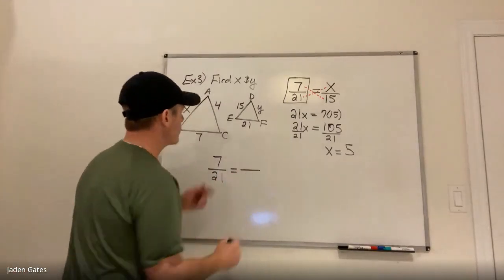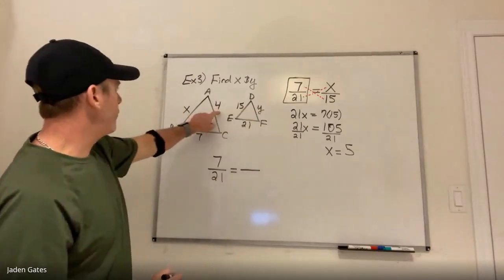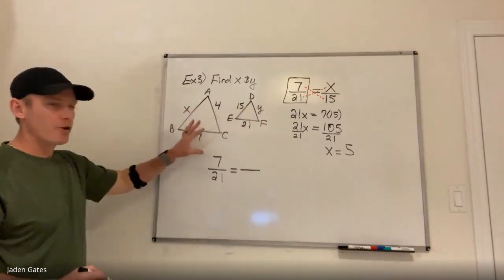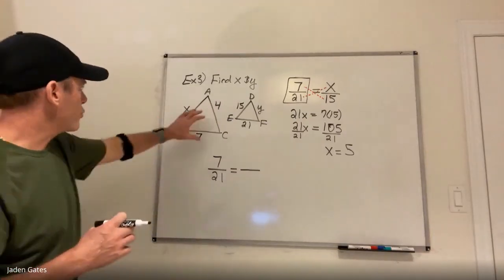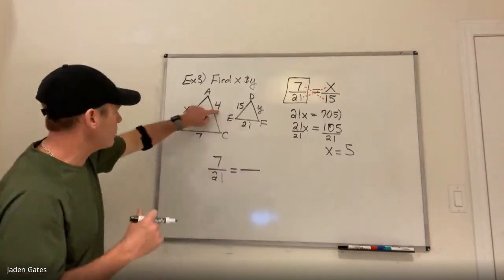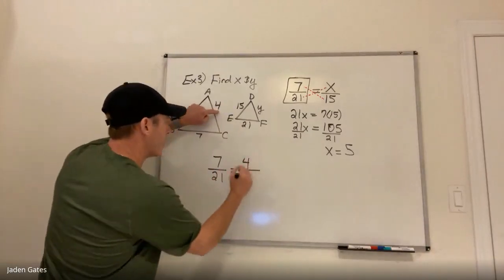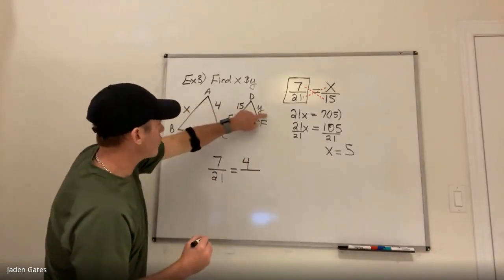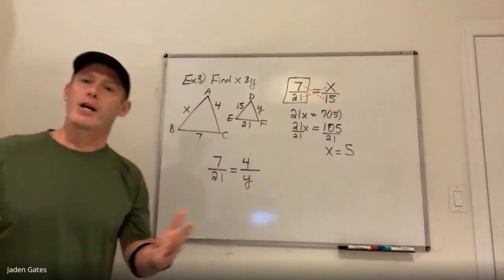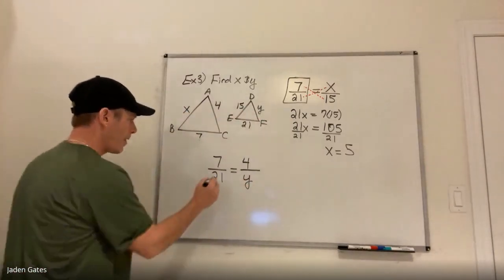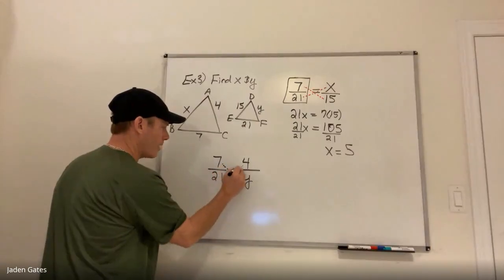Now the y is over here, and it matches up with the 4. Again, I have to make sure that I have the right side put in the right spot. Now this triangle on the left, I've already said I'm going to put on the top. So I'm going to put the 4 on the top this time. And because the y is on the triangle on the right, it's going in the bottom. Fraction equaling a fraction. I'm going to cross multiply again.